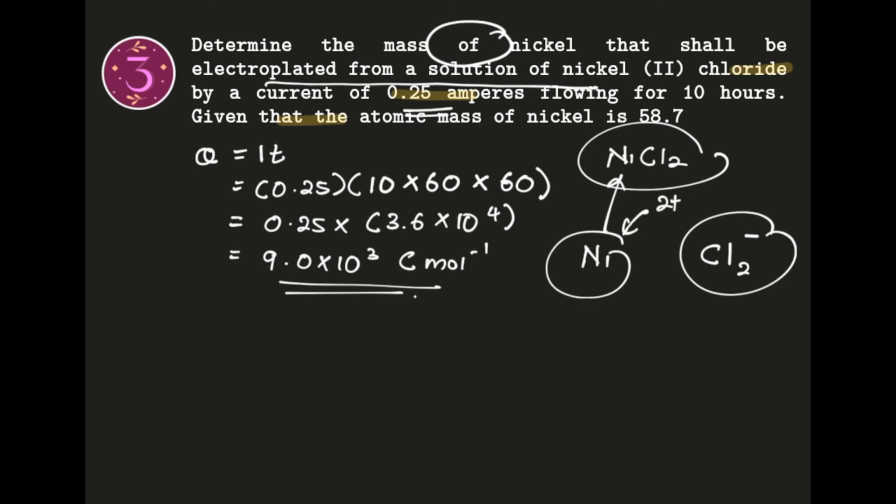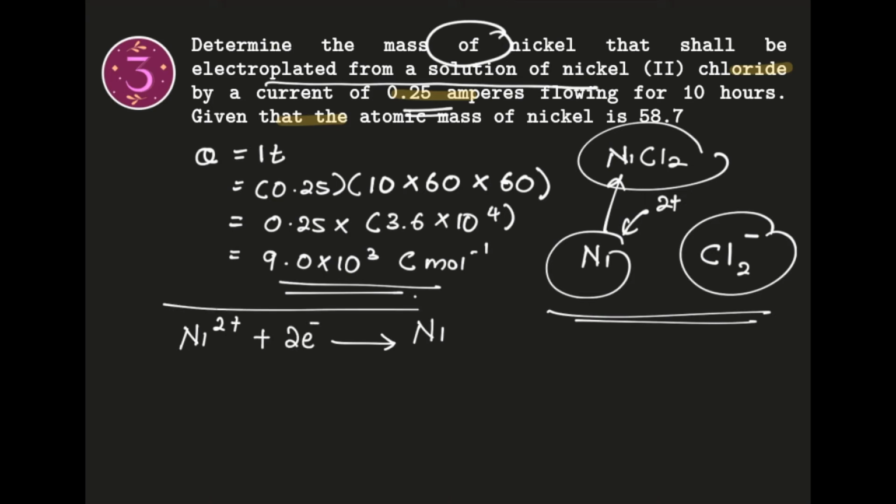So why is this so important? Because you need to know how much electron is there in the reaction. So you can write the half reaction, which is nickel 2 positive. Because it will be deposited, you know that it will turn into just nickel. So it should undergo a reduction process. So plus 2 electrons, then only it can produce the nickel.